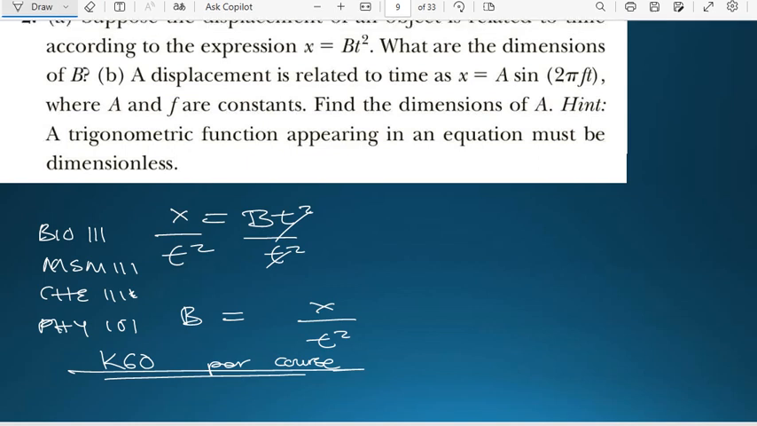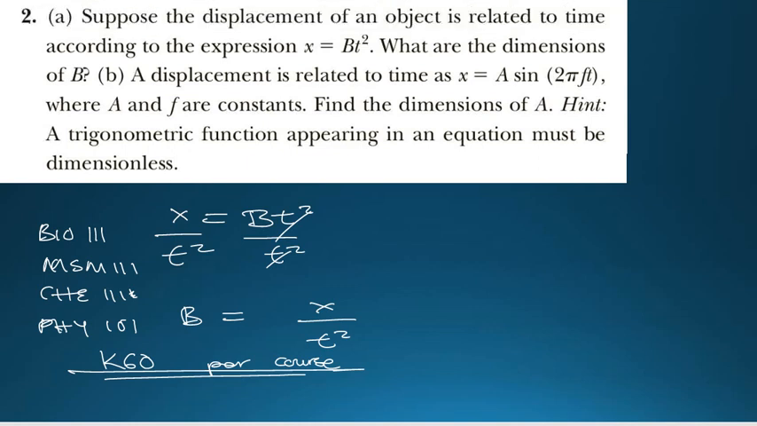So the question is: a displacement is related to time as x is equal to A sine 2 pi frequency times time, where A and f are constants. We have been told that A and f are constants. Find the dimensions of A.